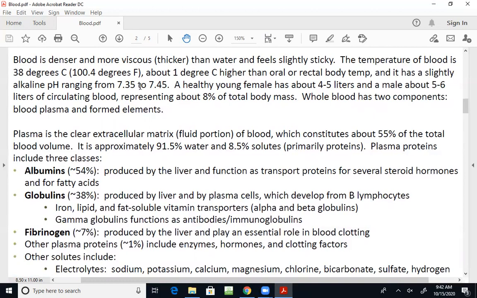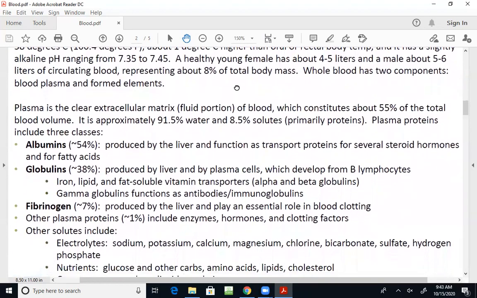7.0 is neutral. That would be like what pure water is. Anything above that would be a base. And so 7.4, which is right smack dab in the middle of that range, is a base, but that's a really, really weak base. So it's a very, very subtle base.